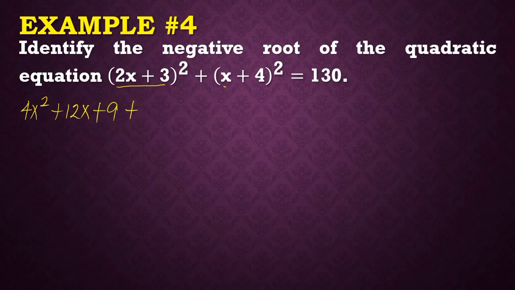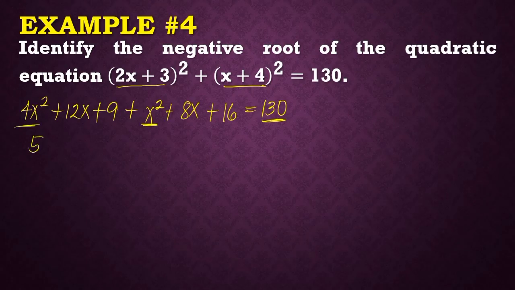Plus, sa x plus 4 naman, we square x, that is x squared. And then we multiply the first and last term, x times 4, 4x, times 2, that is 8x. Plus, square the last term, 16, equals 130. And then we combine like terms. So, yung 130, ilipat natin siya sa left side, magiging negative 130 na siya. So, 4x squared tsaka x squared, 5x squared.